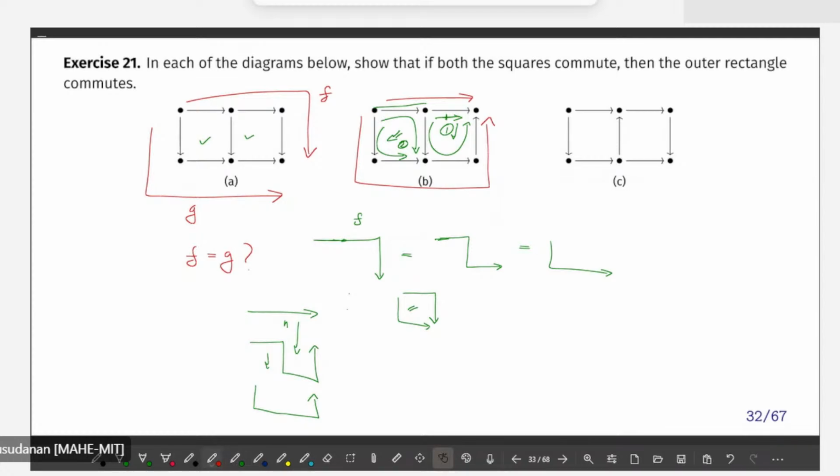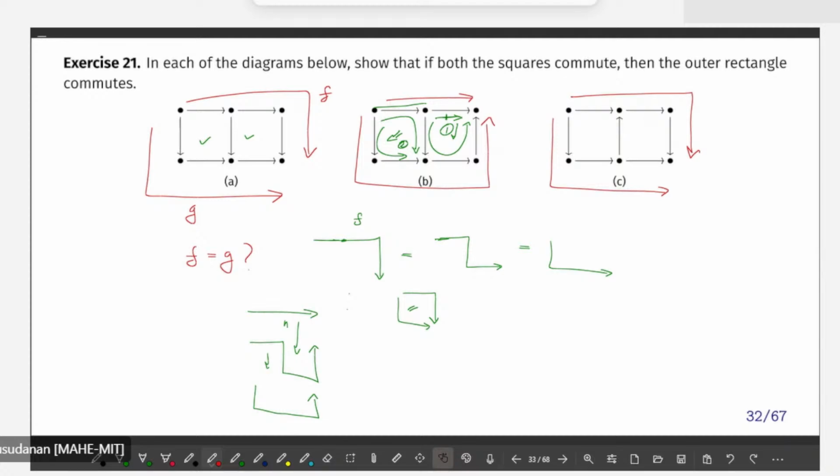The third one, again, the outer rectangle is similar. Only the inner squares are different. The outer rectangle is similar to the first one, but inside it's different because this arrow is in the other direction.